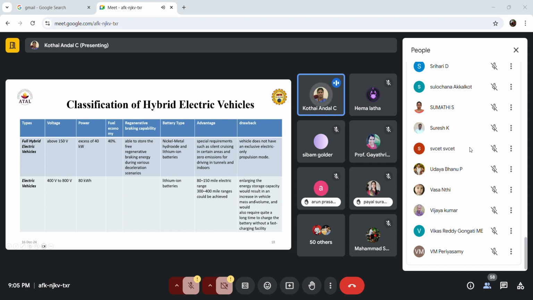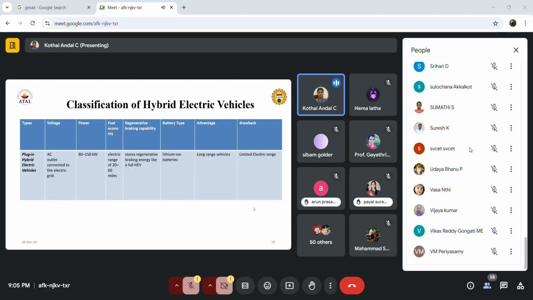Here the threat is that because of the high voltage and more power rating, there is an increase in vehicle mass and volume. So that is the only thing. Without fast recharging and other infrastructure, this won't be that feasible. So for plug-in, we discussed the long range. Why are we going for plug-in hybrid? To get the long range of vehicles.